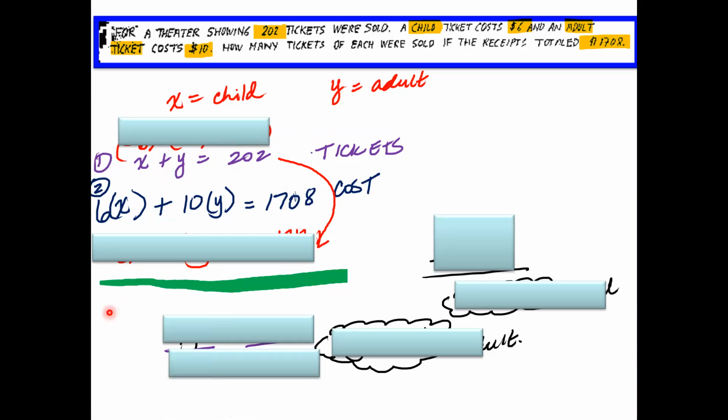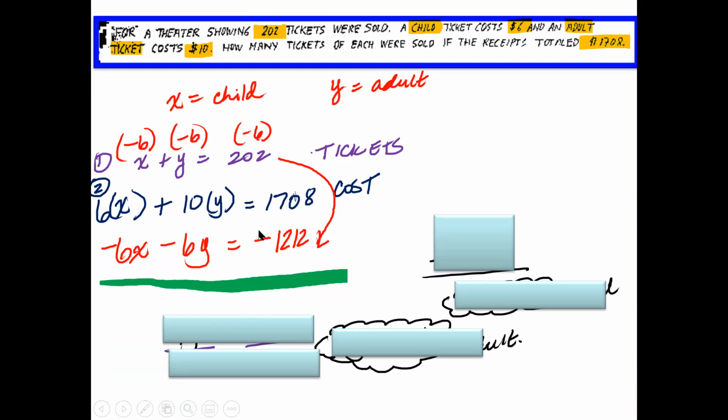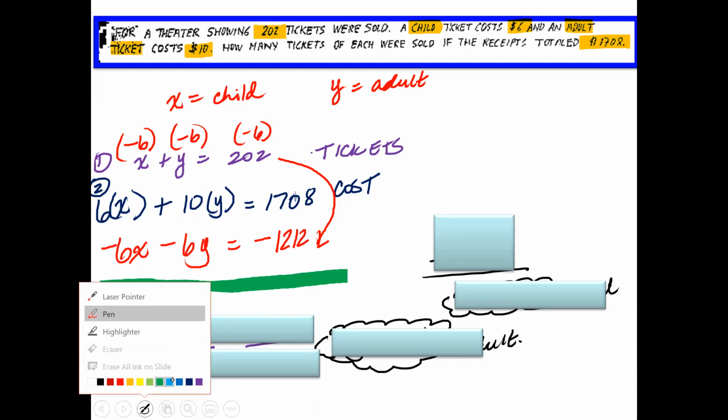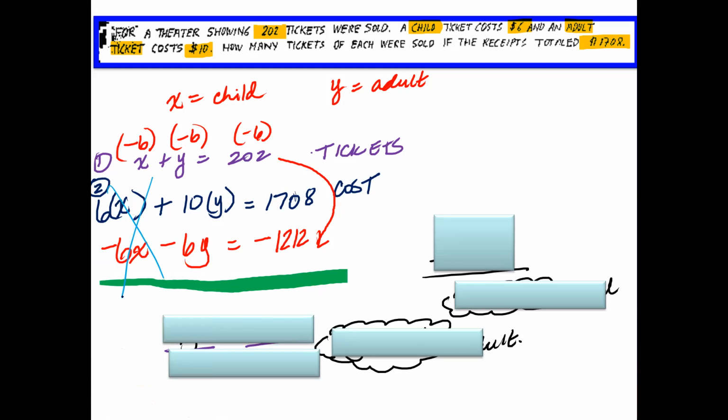Now at this point, you could either do substitution or elimination. I'm going to go ahead and decide to do elimination. I want to get rid of positive 6x and multiply everything on top by negative 6. So then my new equation is negative 6 times x is negative 6x, negative 6 times y is negative 6y, negative 6 times 202 is negative 1212. Now, the negative and positive 6x automatically cancel out because they're the same numbers with opposite signs. And then 10 minus 6 is going to give me 4. And 1708 minus 1212 is going to give me 496.